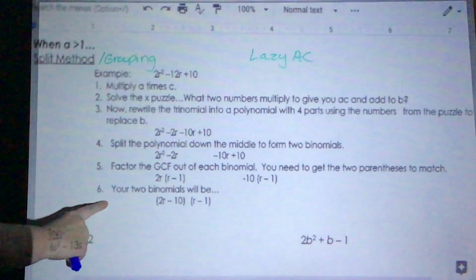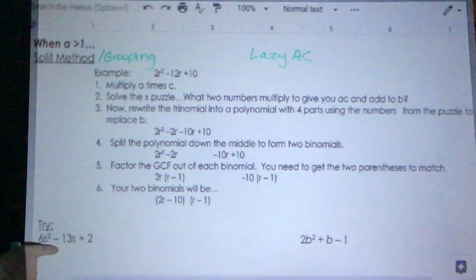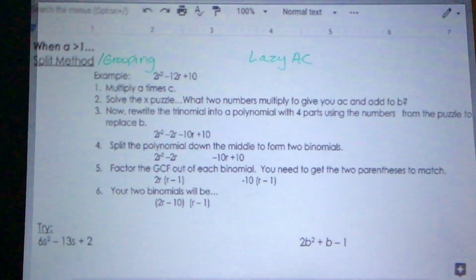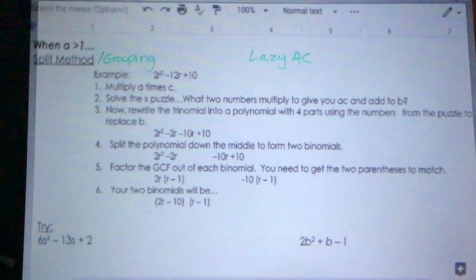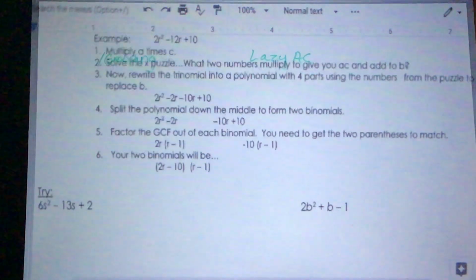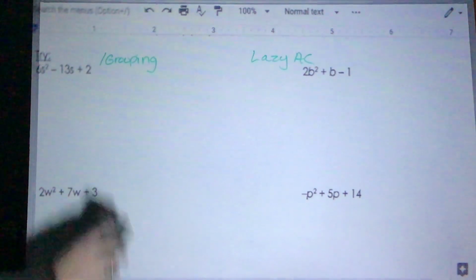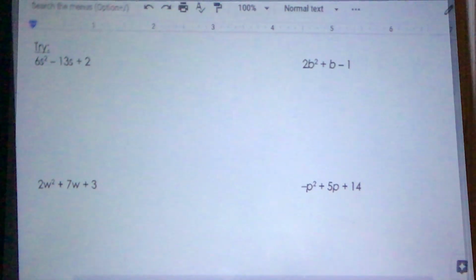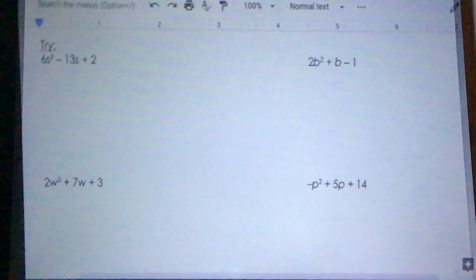So we're going to start. Here's one that's done out for you. I'm going to start with the other examples, and then you can refer back to this one and go on Flipgrid and see some other ones done out. So if we start with the first try, I'm going to do this first trinomial, factoring it using the split method.